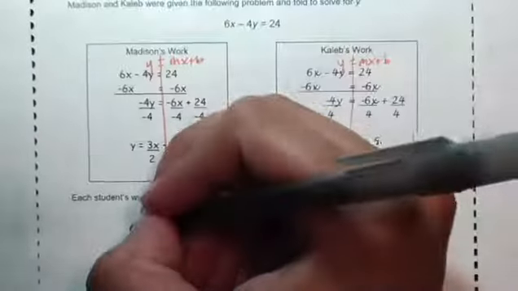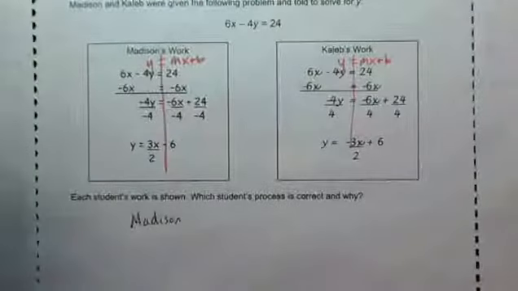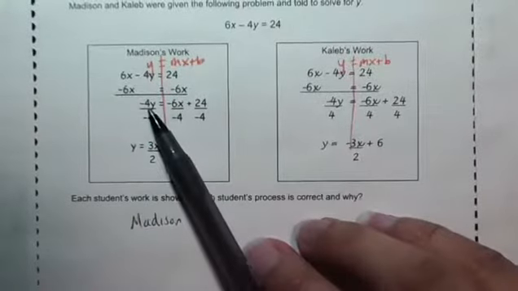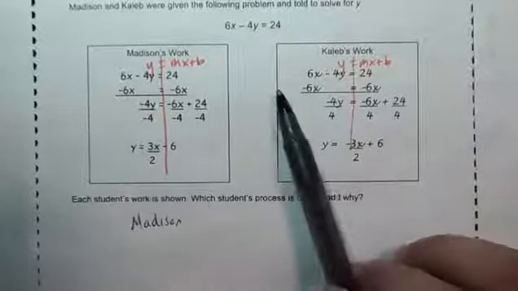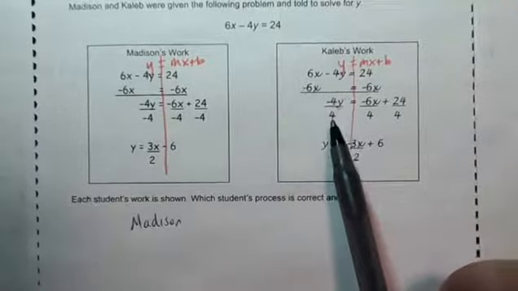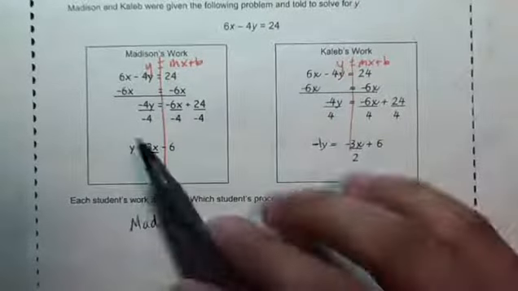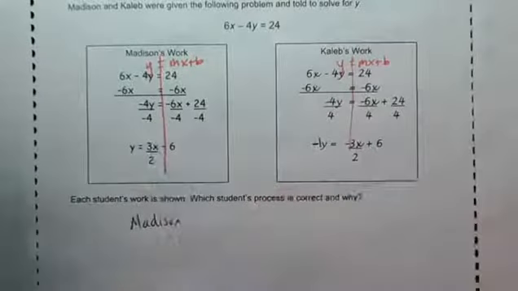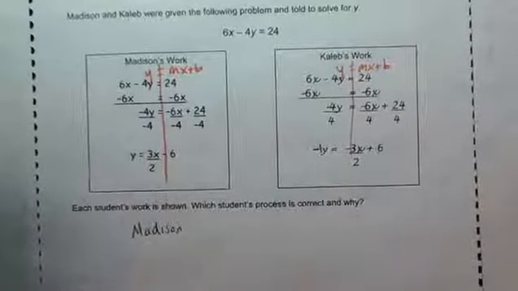Okay, you should have said that Madison's work is correct. Why is Madison's work correct? Because when you divide negative 4 by negative 4, you get a positive 1y. If I divided negative 4 by positive 4, I would get a negative y, negative 1y. So that's why it's incorrect. We always want to divide by the whole entire coefficient. In this case, it'd be negative 4 on both sides. Okay? So again, you could have explained it however you'd like. But that was just a review from yesterday with converting standard form to slope-intercept form.